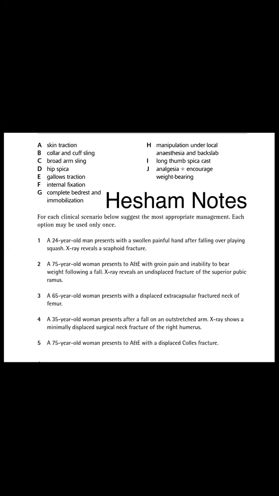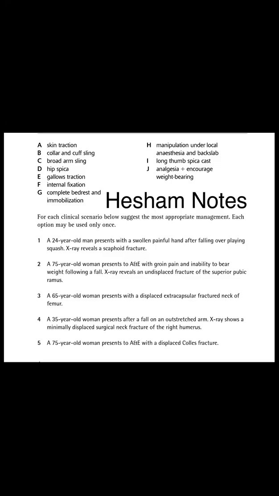This one, management of fractures. A 24-year-old man presents with a sore and painful hand after falling over playing squash. X-ray reveals a scaphoid fracture. Long thumb spica cast. Option I. Option I, excellent. As I told you, you have a suspected scaphoid fracture, so we will do spica immobilization.